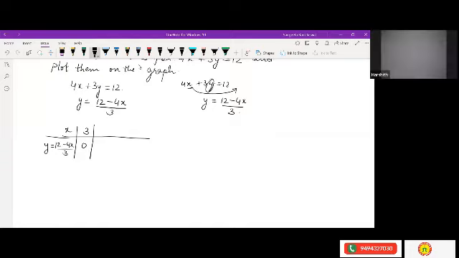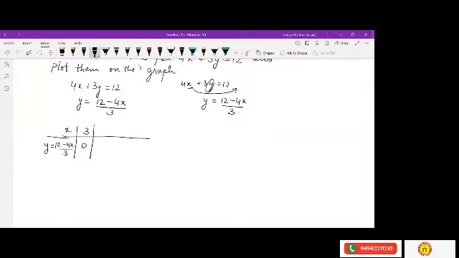Okay, if I take this as 6, this will be 24. So 12 minus 24 will be minus 12. Yes, that will give me minus 4. Okay, I take this x as 6. So that is 12 minus 24. That is minus 12. 3 4s are 12. So it is this.